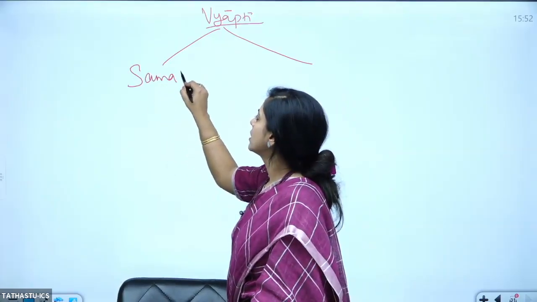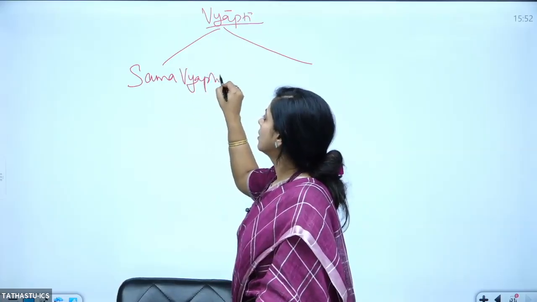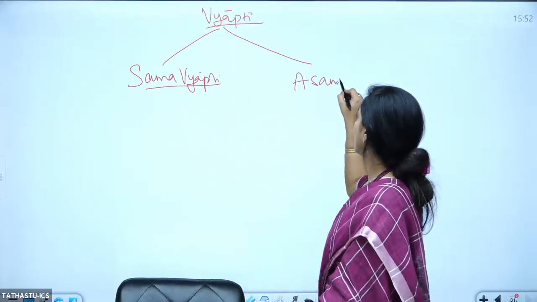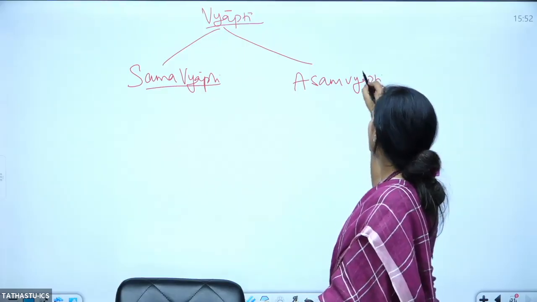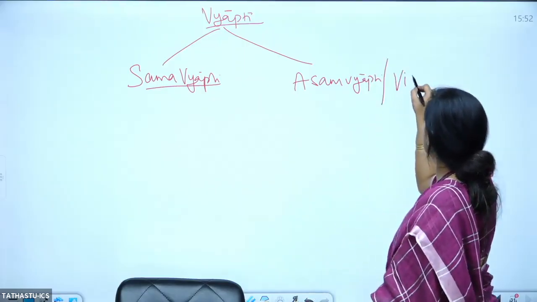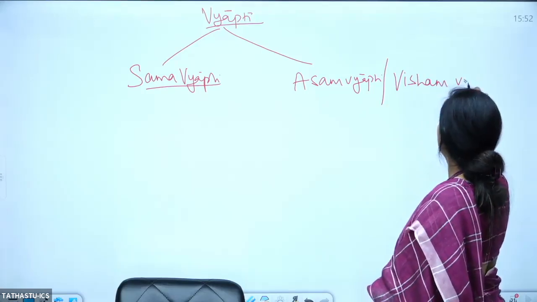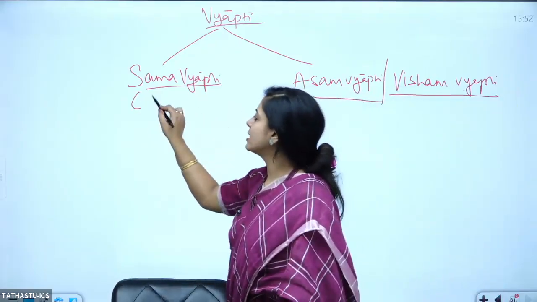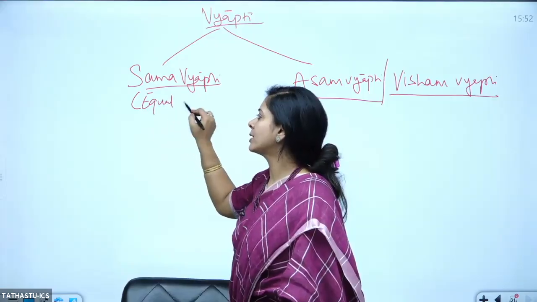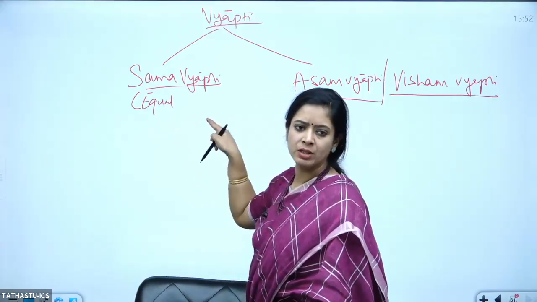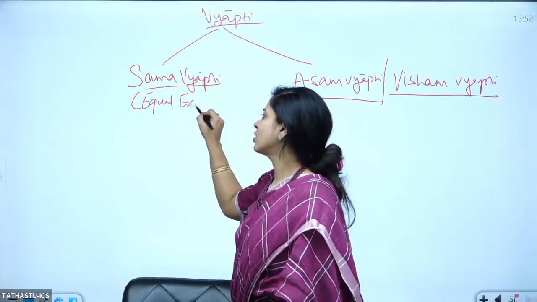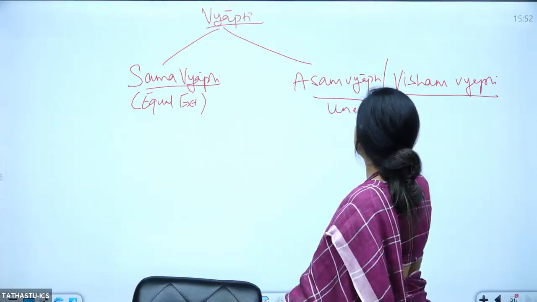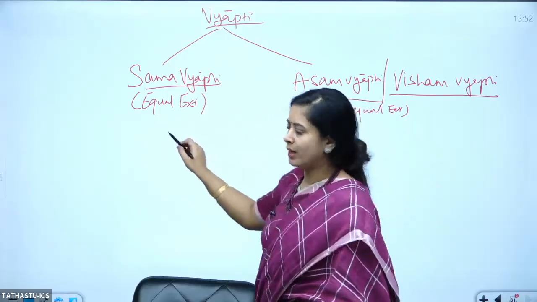First is Samvyapti and Asamvyapti, also known as Vishamvyapti. Sam means equal extension. Those who have a problem with Hindi words can write equal extension vyapti and unequal extension vyapti.